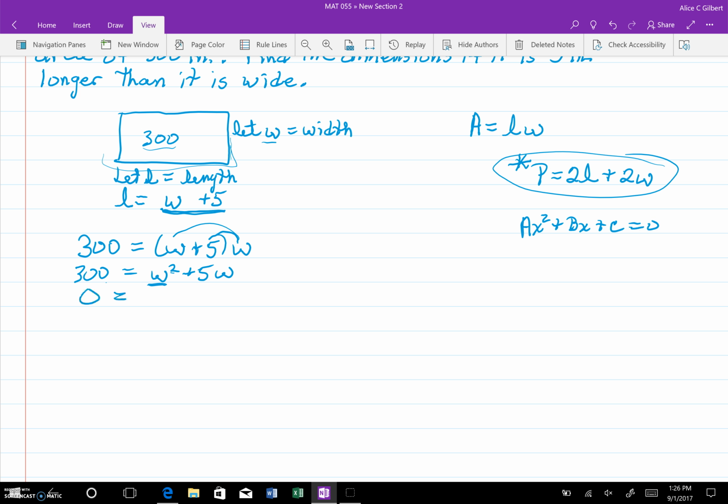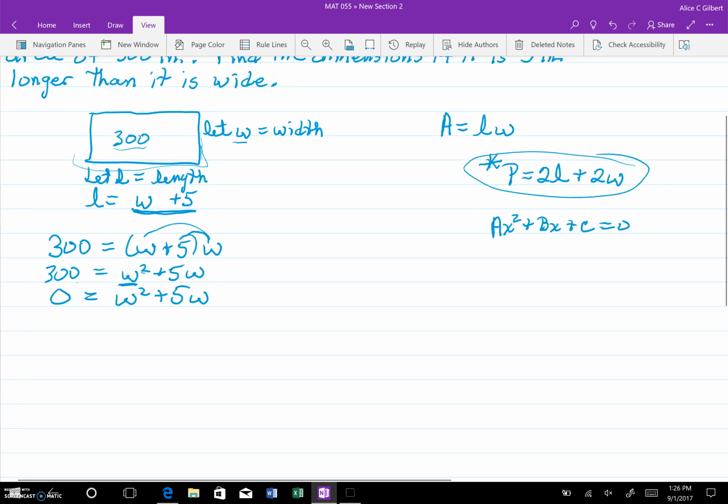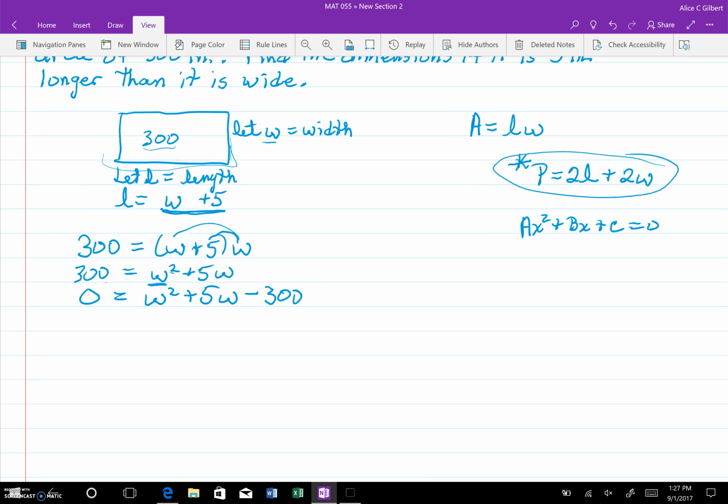So I've got 0 equals w squared plus 5w minus 300. Because I subtracted 300 from this side, I have to subtract it over on this side as well. Okay, so now I'm going to ignore the 0 equals and just factor this.